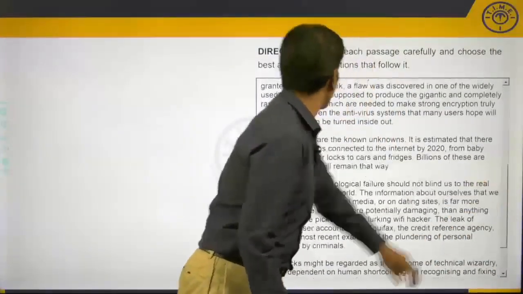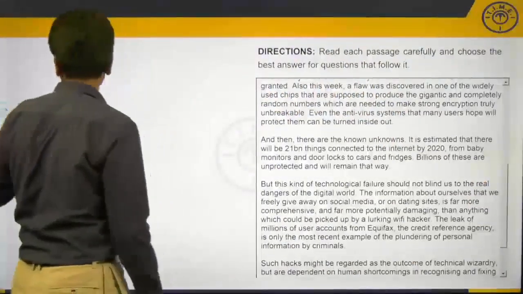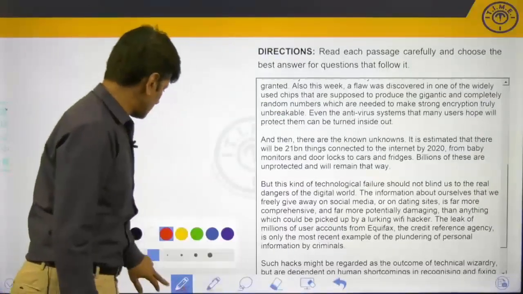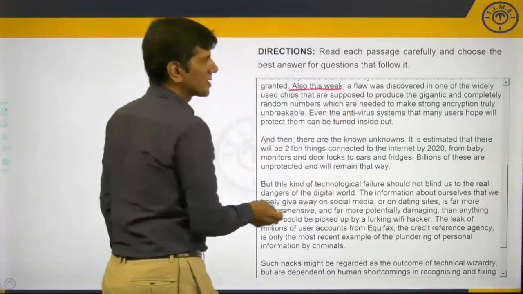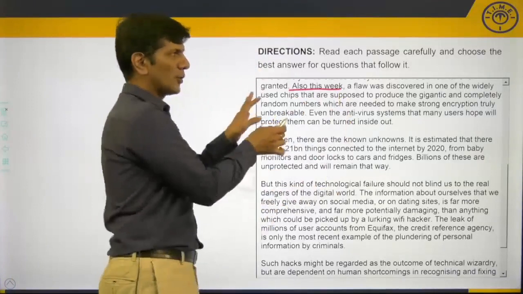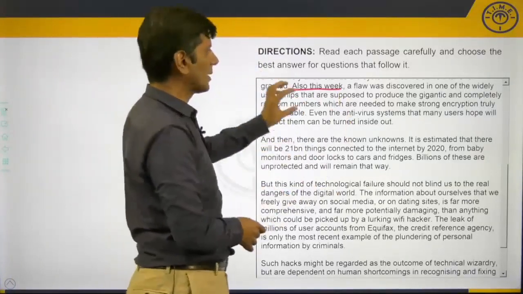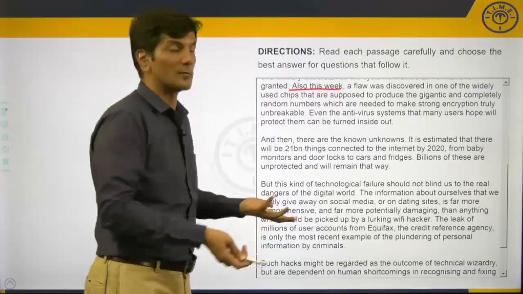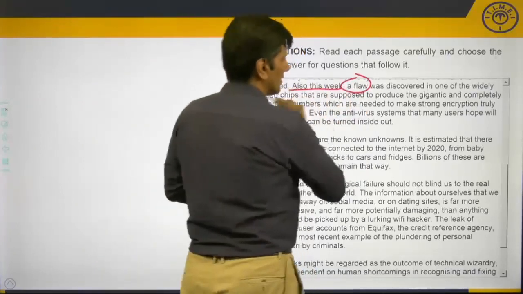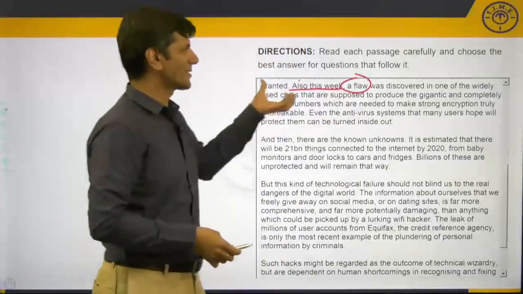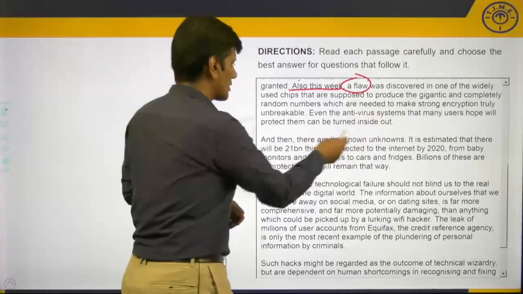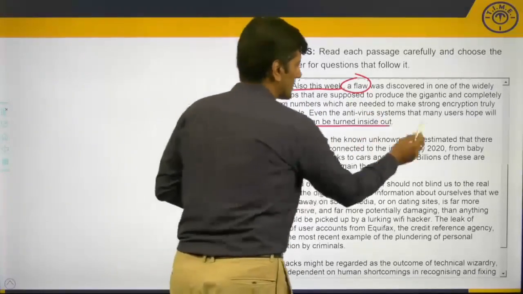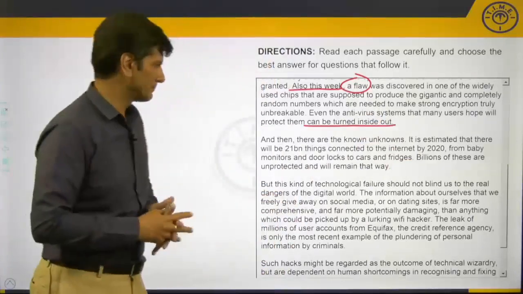This is where we continue from the "also" part. Also this week, a flaw was discovered in one of the widely used chips that are supposed to produce gigantic and completely random numbers, which are needed to make strong encryption truly unbreakable. Imagine that. A flaw was discovered in one of those chips that are supposed to make things uncrackable. Even the antivirus systems that many users hope will protect them can be turned inside out.